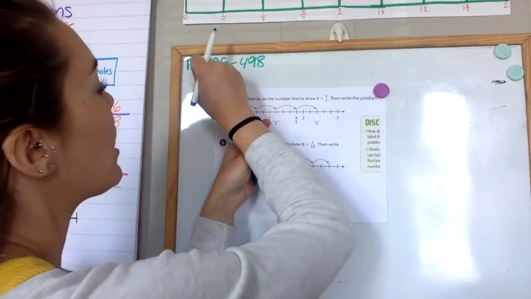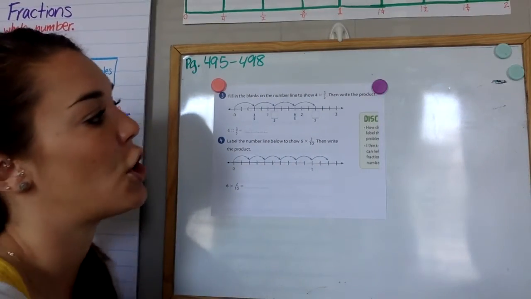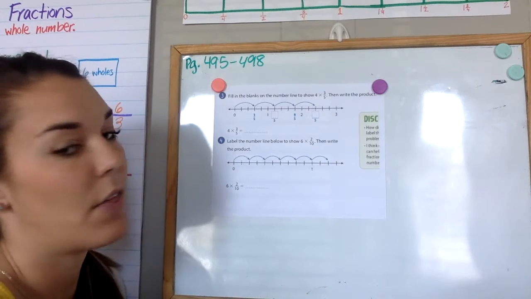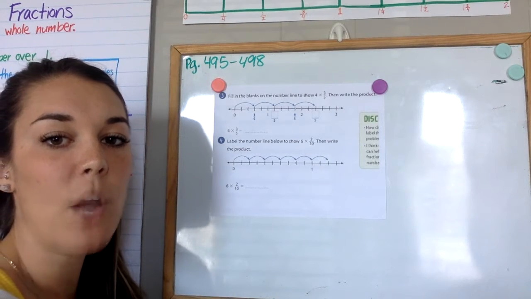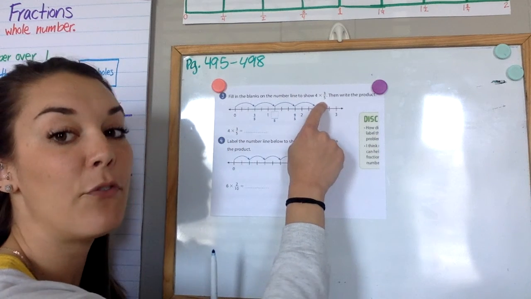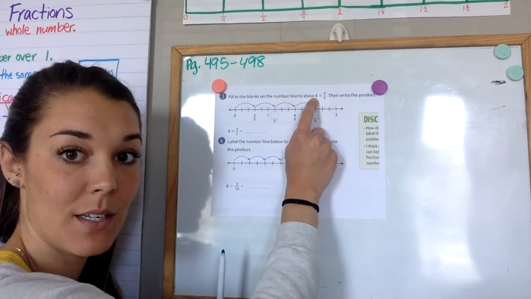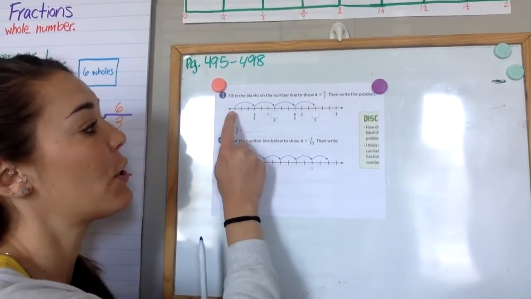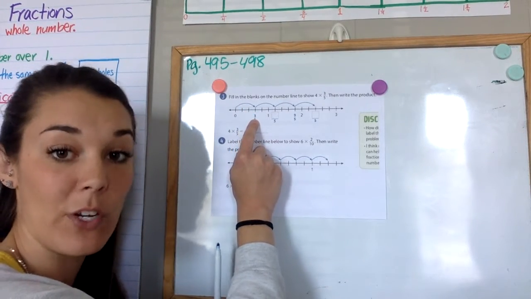Okay, now we're looking at number lines here. It says fill in the blanks on the number line to show 4 times 3/5. Then write the product. So, what I'm jumping up by here is 3/5. I have to jump 4 times, okay? So first I jump to 3/5. Then you need to add another 3/5.